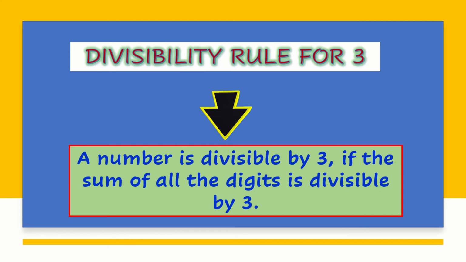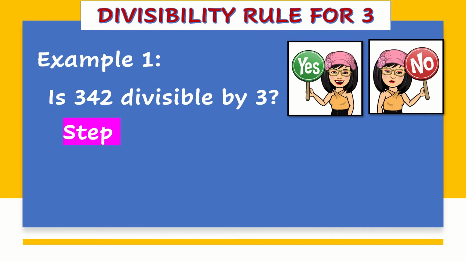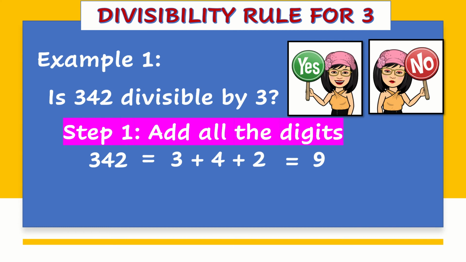How do we know if it is divisible by 3? Let us follow these examples with their step-by-step process. Divisibility rule for 3. Example 1. Is 342 divisible by 3? We will answer it with a yes or a no. Step 1. Add all the digits. 342 equals 3 plus 4 plus 2 equals 9.